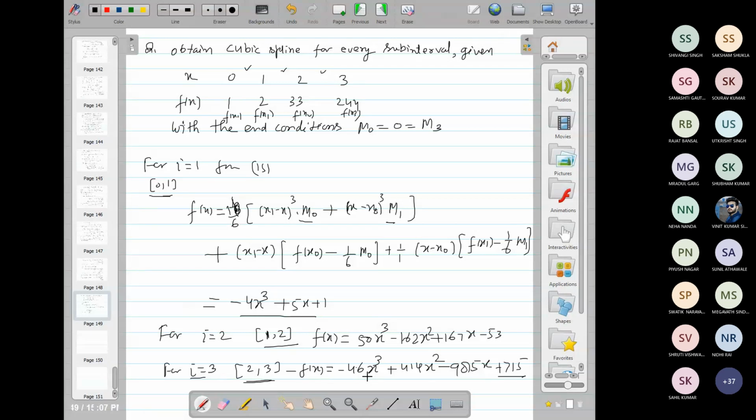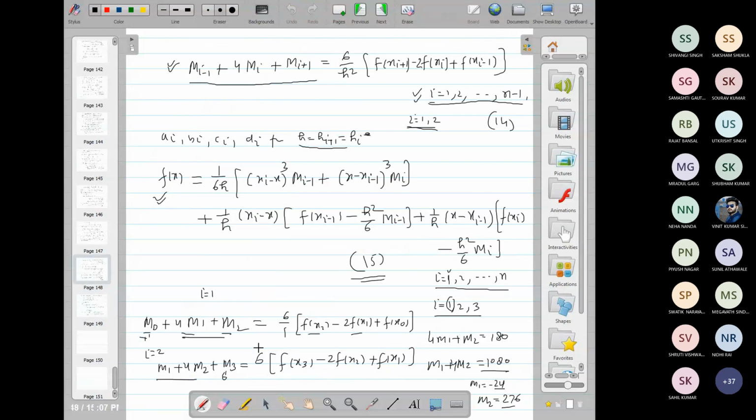To solve the question, you need to remember these two equations, 14 and 15. In 14, i is 1 to n minus 1, and in 15, i is 1 to n. Since n plus 1 values are given, the number of sub intervals will be n, so i is equal to 1 to n.